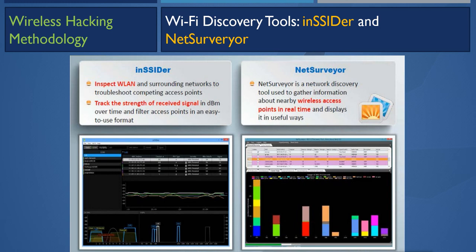So we have these tools to do the discovery. We have inSSIDer, which inspects the WLAN and surrounding networks to troubleshoot connectivity and access points, tracks the strength of received signal in dBm over time, and filters access points in an easy to use format. Then we have NetSurveyor also. NetSurveyor is a network discovery tool used to gather information about nearby wireless access points in real time and display it in a useful way, like you can see in the image.